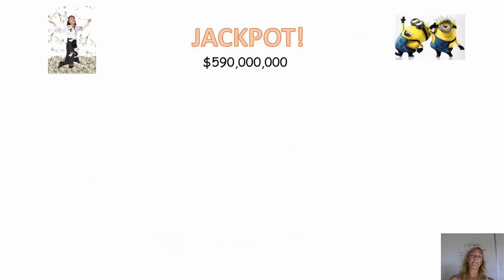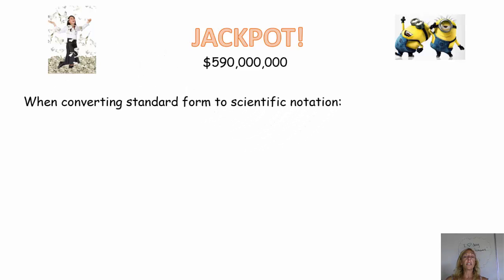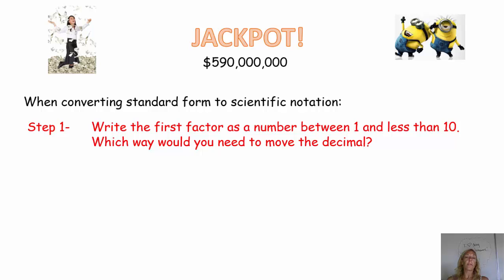Let's take a look. Here's our jackpot. We have the number written in standard form, $590 million. When we convert standard form to scientific notation, these are the steps we're going to follow. So let's look at step 1. Write the first factor as a number between 1 and less than 10. Which way would you need to move the decimal? Well, let's look at the number again. We have our $590 million. Where is the decimal to start? It's right there, at the end of the number.